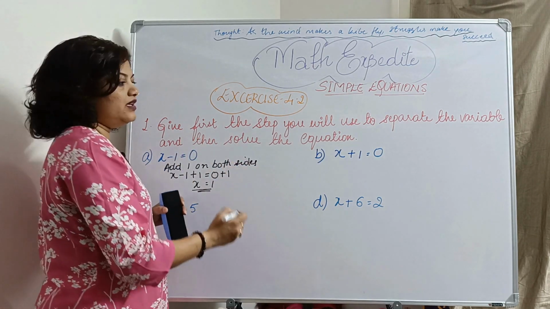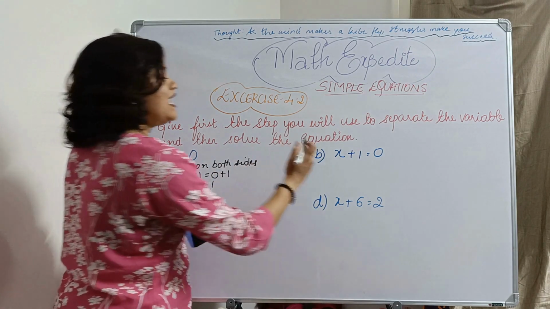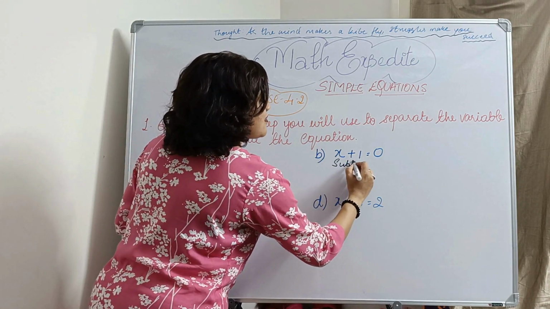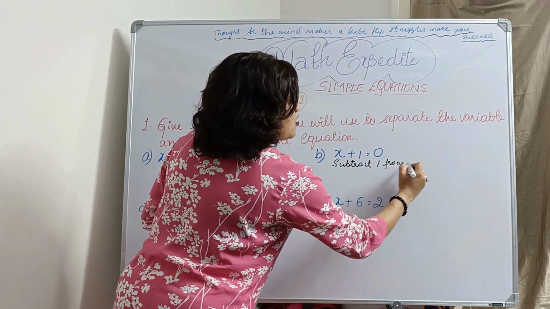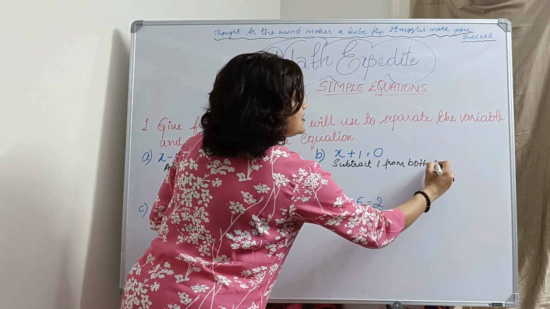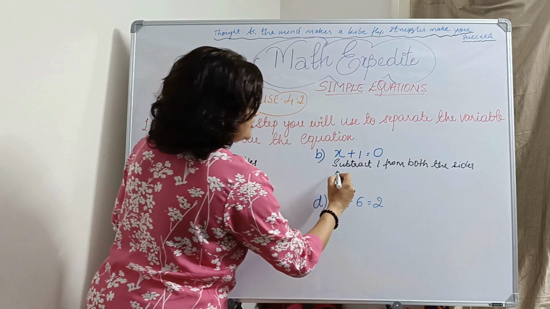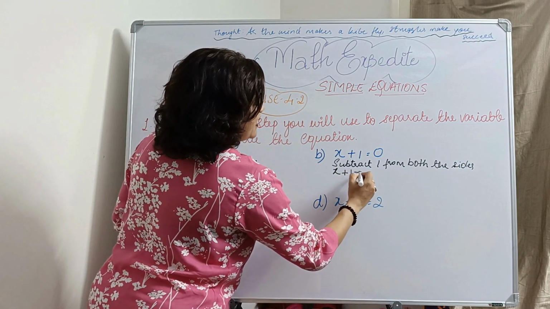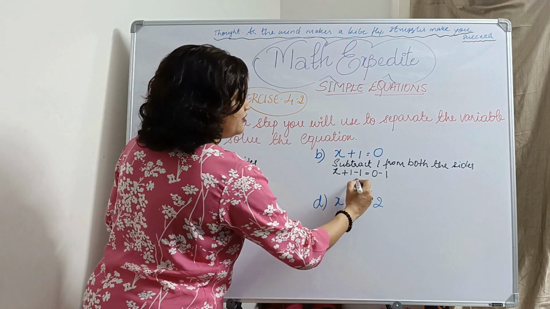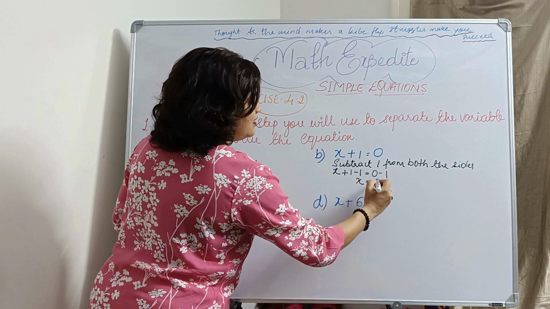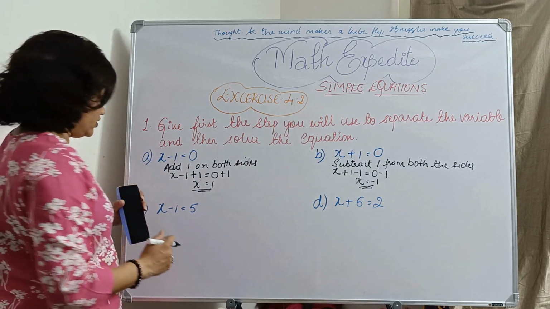Coming to the second one, x plus 1 equal to 0. So what will be the first step? We will subtract 1 from both the sides. Let us see here: x plus 1 minus 1 equals 0 minus 1. 1 and 1 get cancelled, we get only x here, and on the right I get minus 1. So x equals minus 1 is the solution.